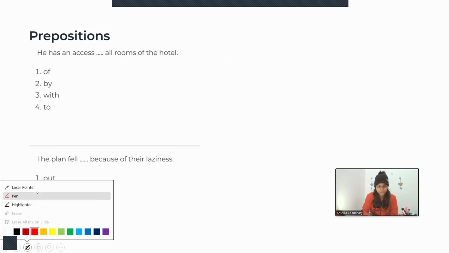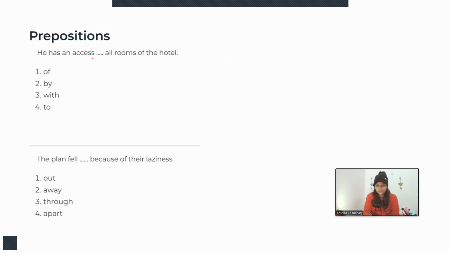Okay, moving forward, we need to fill these blanks with the help of these prepositions. He has an access all rooms of the hotel. So he has an access to all of the rooms in this hotel, right? Why to? Because to is denoting some kind of authority or permission that someone has to go into the hotel. So to is the correct preposition. Why is of not the correct preposition? Because of is useful when we have to denote some kind of possession, to have something, possession, right?